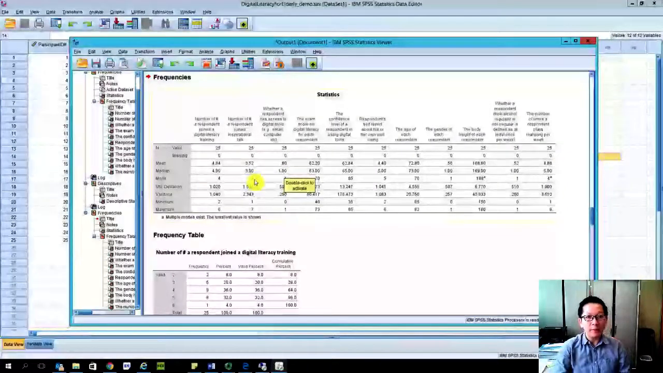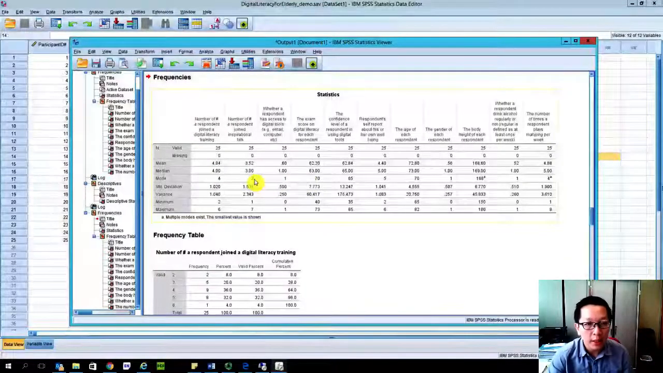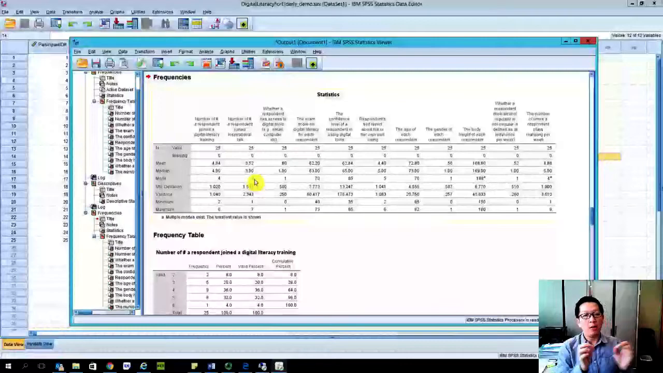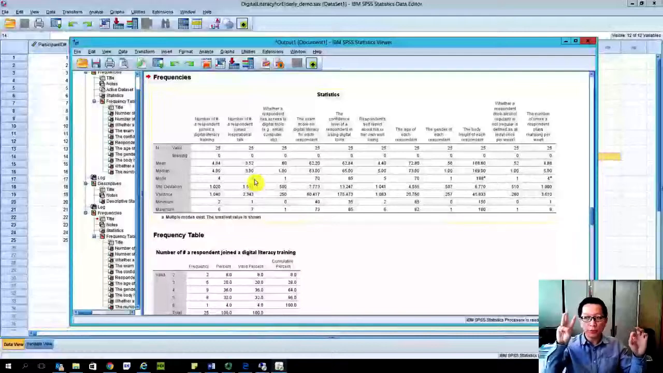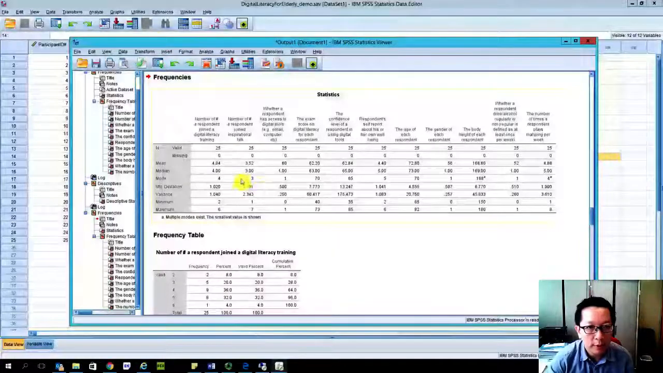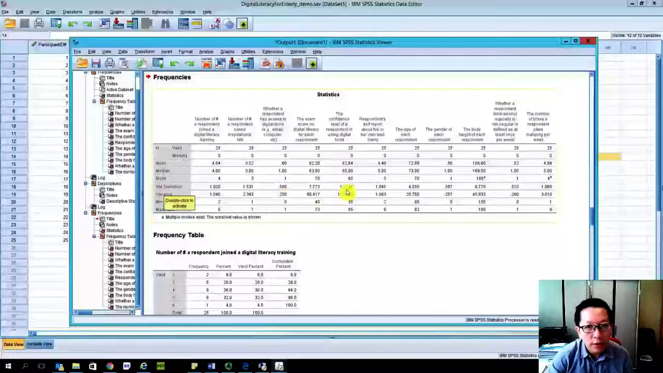It happens that the median and the mode are the same. Mode means the most frequently occurring number for that variable. So a lot of people are just scoring 3. They have joined inspirational talks 3 times. Right. What about the standard deviation?